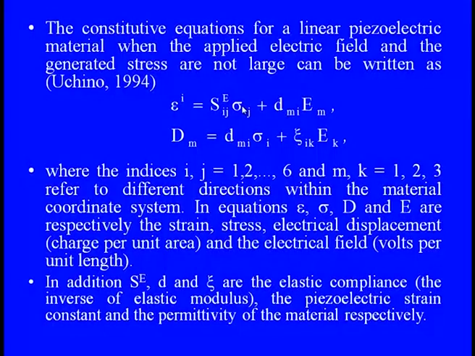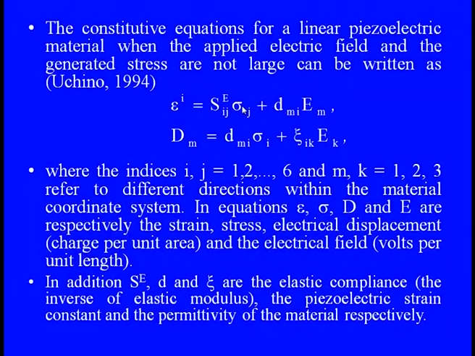So, this is one: the strain can be obtained using the elastic property, the stress part, and the applied voltages. And second, here D_m is equal to the electrical displacement, which is nothing but the charge per unit area. So, electrical displacement. This is one part; previously we showed the strain, the mechanical part, can be obtained using the stress and the electric field.